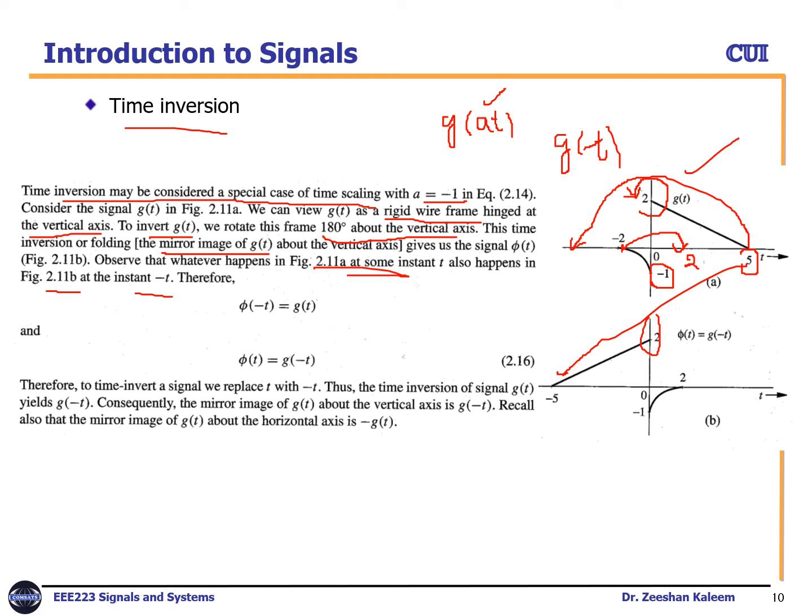So, we can mathematically write this as phi(-t) = g. As I told you, it's a renaming, or phi(t) = g(-t). Therefore, to time invert a signal, we replace t with -t. Thus, time inversion of a signal yields g(-t). Consequently, the mirror image of g(t) about the vertical axis is g(-t). Recall that the mirror image of g(t) about the horizontal axis is -g(t).